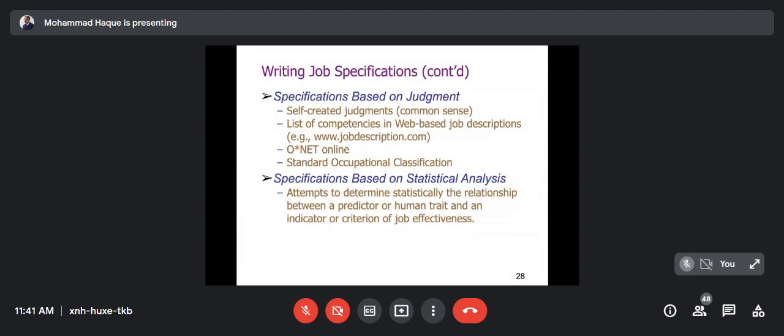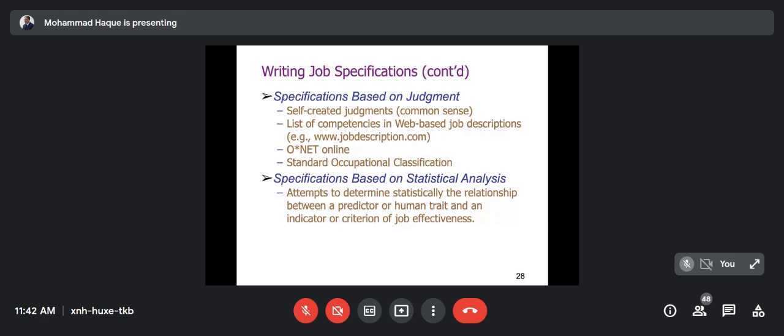Now, job specification can also be based on judgment, that is self-created judgment, or a list of competencies in a web-based system, or we have ONET, that is an online system that operates for a particular job, and the standard occupational classification that we have seen, whether they belong to pay band 1, pay band 2, technical, non-technical, and so on. Then specification will also be based on statistical analysis, where attempts are made to determine statistically the relationship between predictor or human traits, as to what kind of traits will be there for performing a particular job.